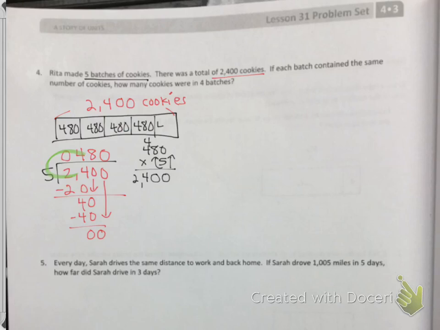Okay? However, though, I don't think that is the end of our problem here. So if each batch contained the same number of cookies, which they do, because it's 480 cookies in each batch, how many cookies would be in 4 batches? Okay, all right. So how many cookies would be in 4 batches?